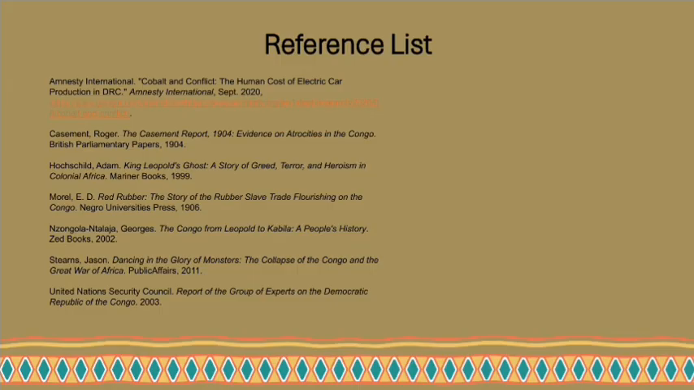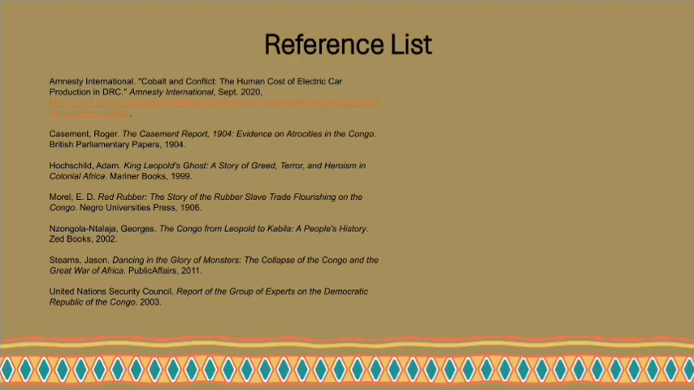And yeah, that would pretty much wrap things up, but I would like to go through my reference list. So for the first one, from Amnesty International, I saw an article called Cobalt and Conflict, which pretty much talked about reporting on the link between cobalt mining, human rights abuses, including child labor, and the global supply chain for electric vehicle batteries and smartphones. And it highlighted the contemporary resource curse in the Democratic Republic of Congo.